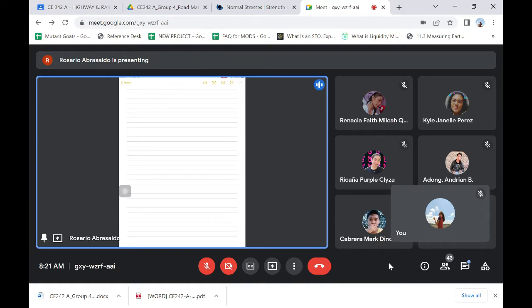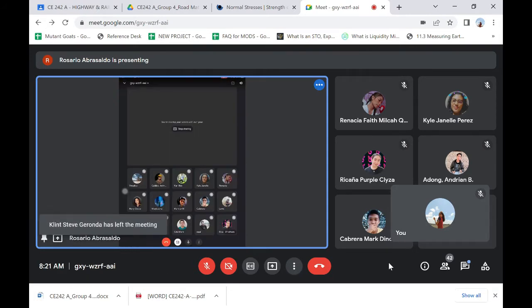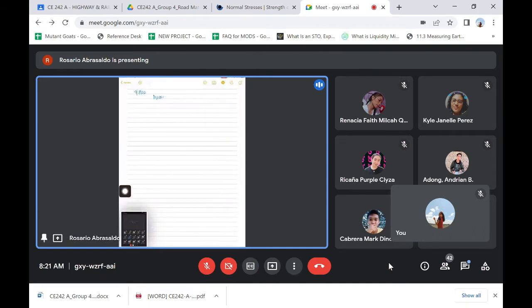We have here the measures of location. So, 4, 18, 22. Okay, there are still coming. Okay, so we have here the measures of location. We have the percentile.